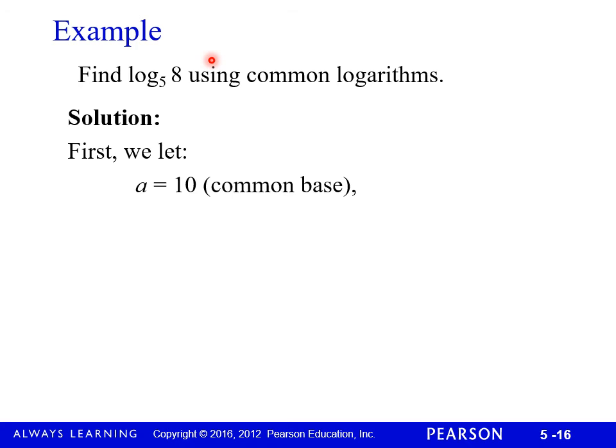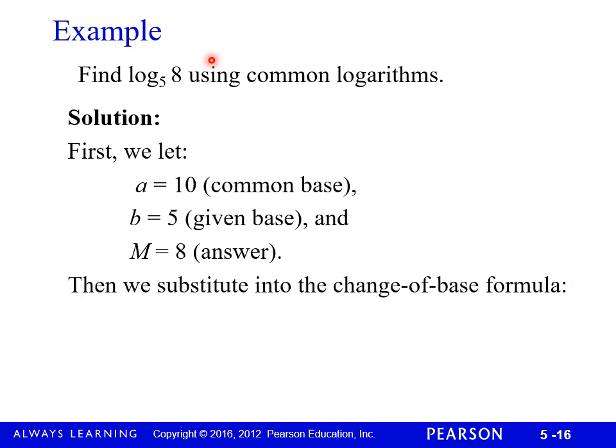So we can change it to the common base. Remember what we're going to do here is take the common log of 8, the answer, divided by the common log of the base 5. So we let a equal 10, b equal 5, and m equal 8, and we use the change of base formula. Log base 10 of 8 divided by log base 10 of 5.